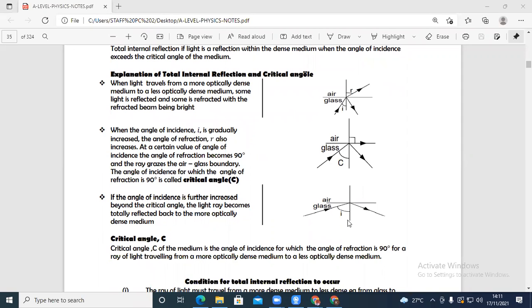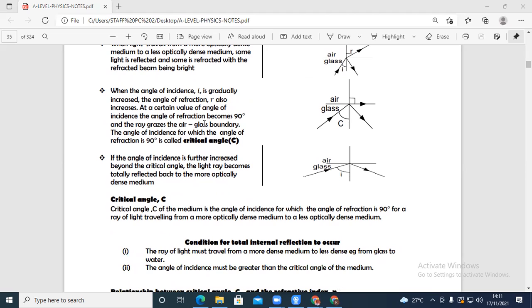For instance, if you have water and air, and a ray of light is coming from water and entering air, there will be total internal reflection if the angle of incidence exceeds the critical angle. So there is the term critical angle. And what do we understand by the term critical angle? Let us first watch critical angle, then we shall come back to this. So critical angle is the angle of incidence.